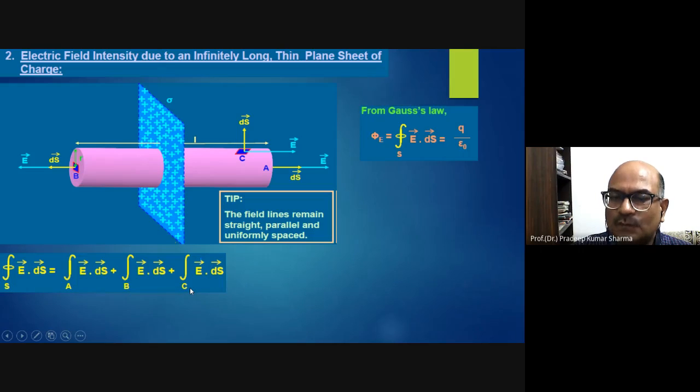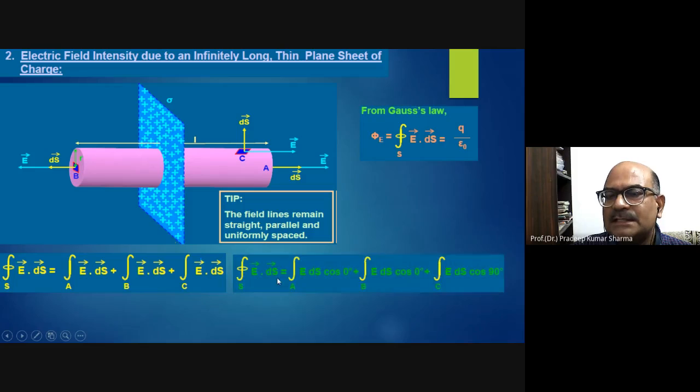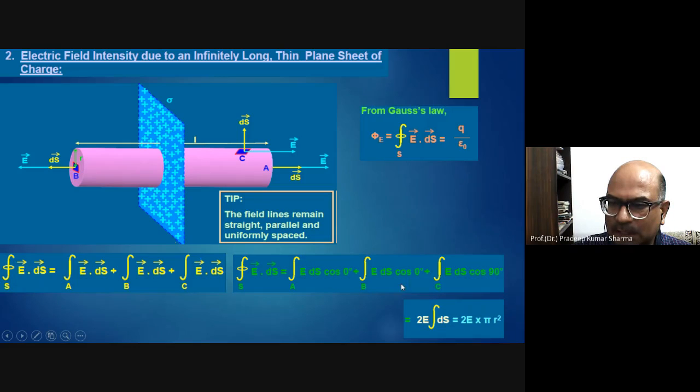But now we know that for C it is 90 degree, and for both A and B it is 0 degree. So for A and B we will have full value, but for C we will have 0. So it is twice of E integral ds. But now what is the area of this circle A and B? It is actually pi r square.